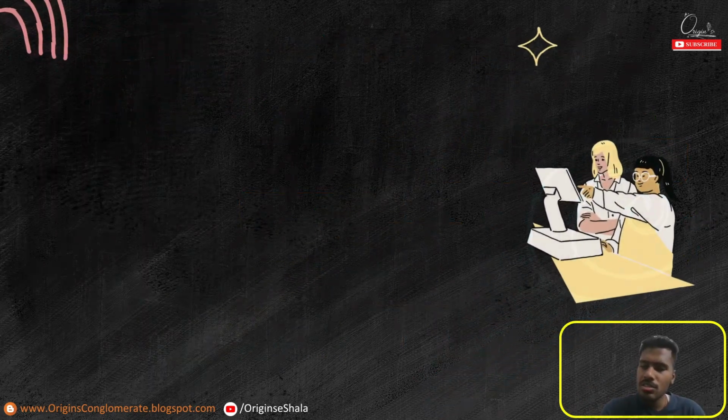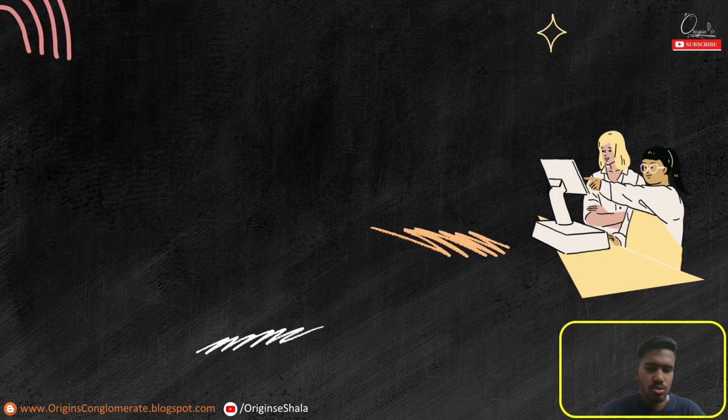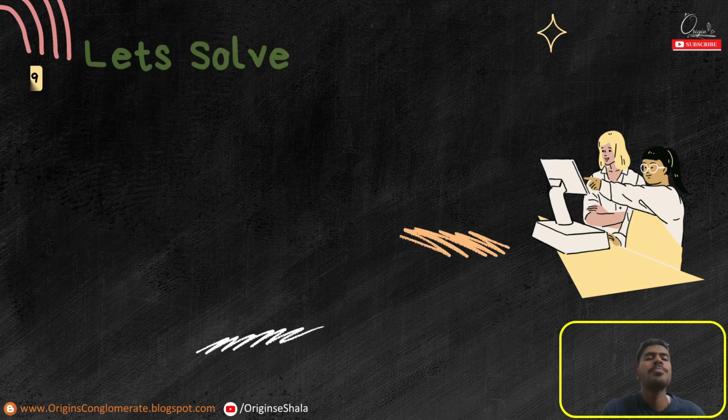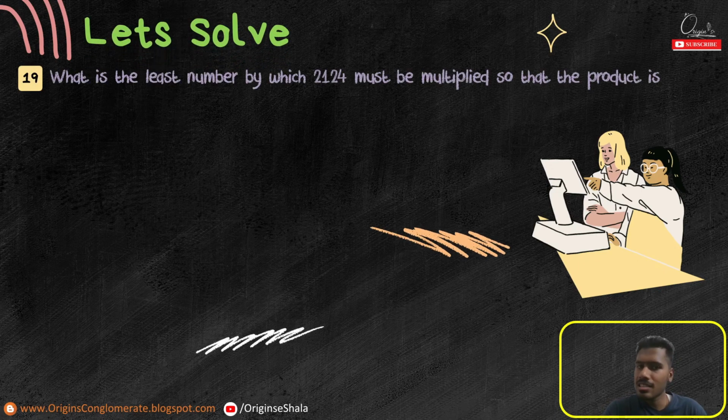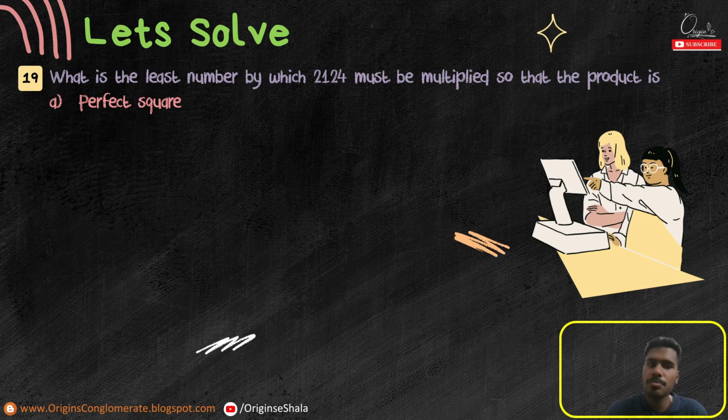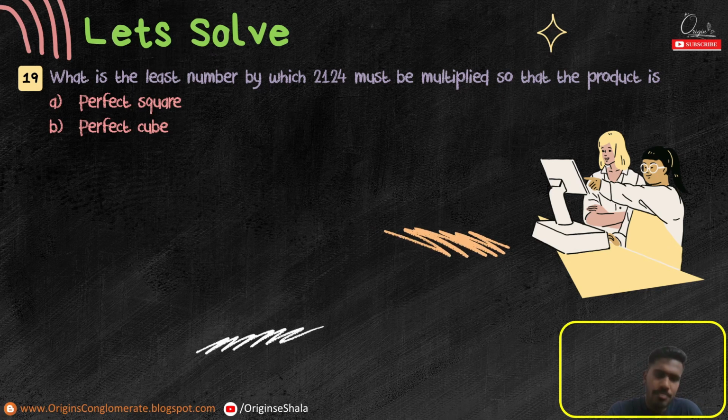With that said, let's do an easy question just to check your concept depth. What is the least number by which I should multiply 2124 so that its final product is a perfect square, and also a perfect cube? Mind well, these are two different questions. That's why I marked A and B. So I need to find two numbers, one which will make it a perfect square by multiplying and one which will make it a perfect cube.